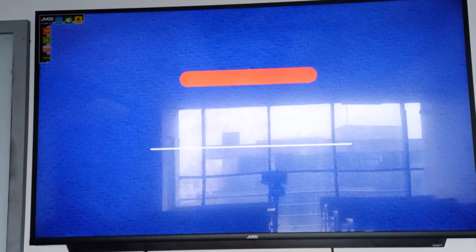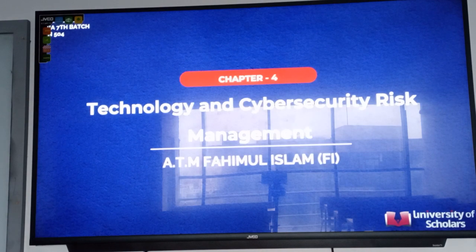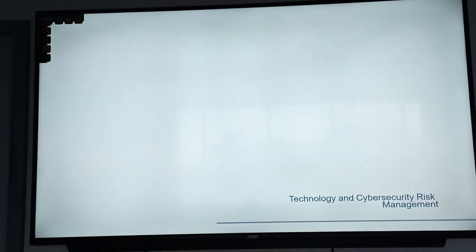Today we will be learning about technology and cyber security risk management, which is our chapter 4. We will learn several things in this chapter regarding several technological issues and some cyber security risk management issues. So let's move on to the contents.